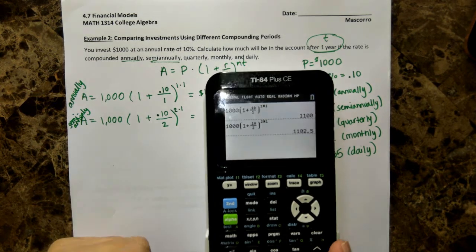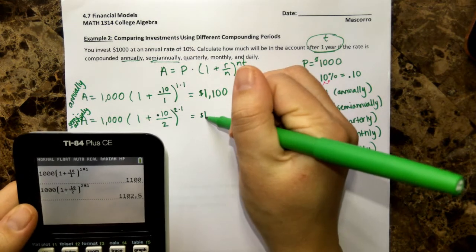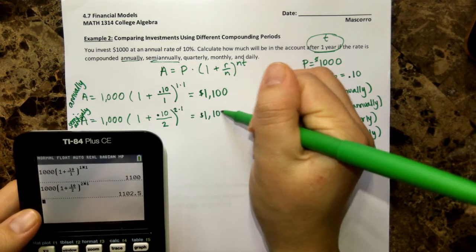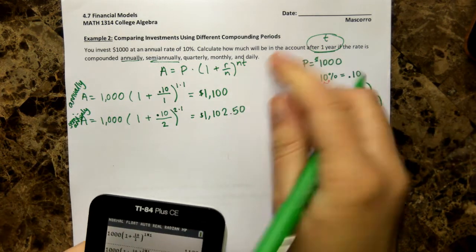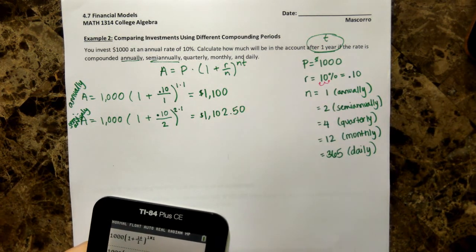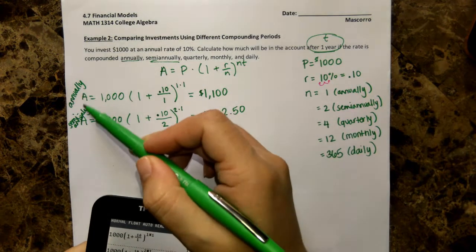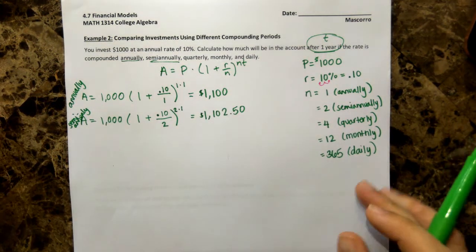Alright, and that's how much will be in the account. $1,102.50. So a little bit more, basically an extra $2.50 if it's compounded semi-annually versus if it's compounded annually.